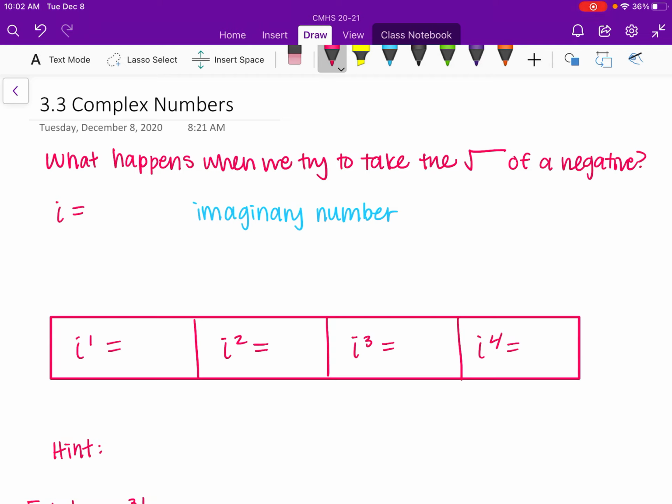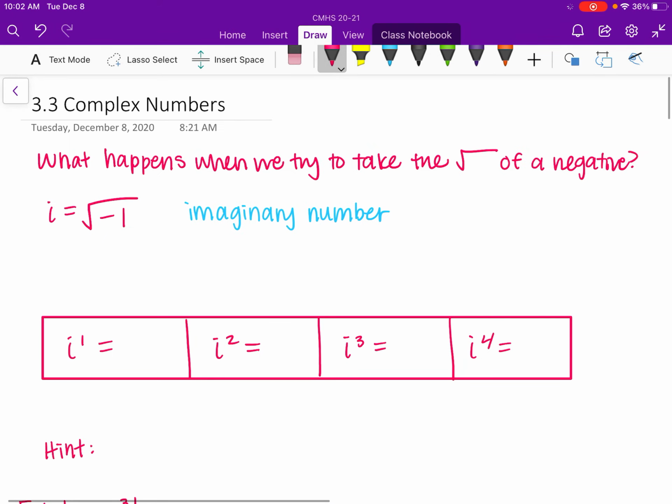Now we can. So what i is, it's called an imaginary number, the letter i, and it represents the square root of -1. So that's what i represents. Okay, so what about if we take that i and square it? We also have to square this side. What happens if we do that? Well, the square root and the square cancel, and we just have -1. So i squared is -1, and regular i is the square root of -1.